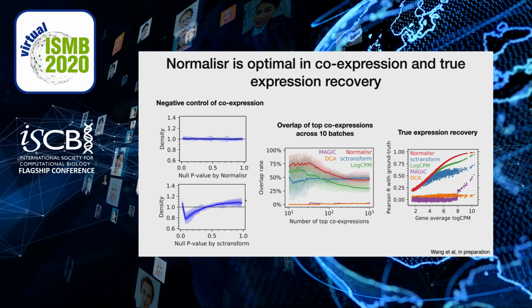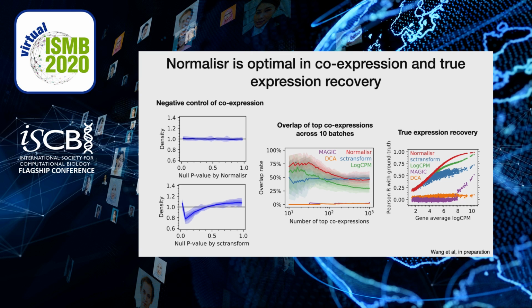At the same time, we also look at the reproducibility of co-expression, because we don't really have a ground truth of co-expression. We only see whether the co-expressions were reproducible. In this case, we look at the 10 separate batches of the Perturb-seq data sets, looking for co-expressions for each of the batches and see how much they overlap.